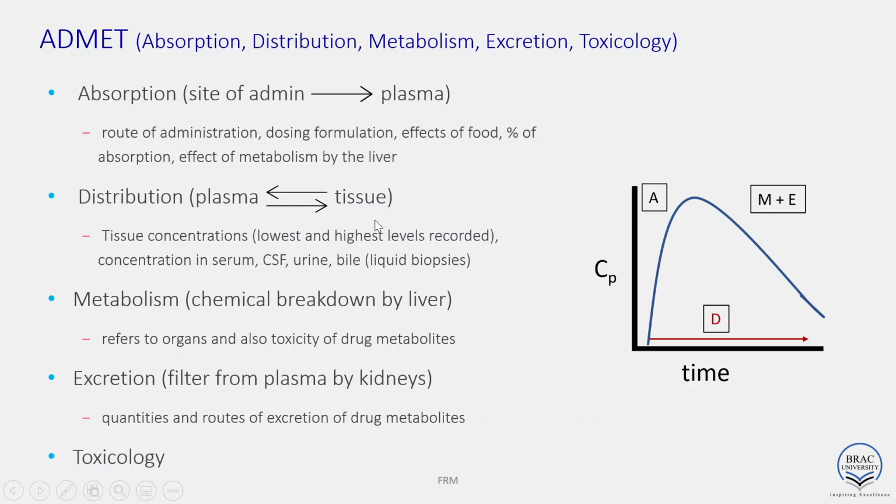That means tissue distribution and other distributions, like in the blood or the CSF or other liquid compartments of the body. Metabolism occurs concomitantly as the drug is distributed. And last, the excretion: after metabolism, the drug is excreted mainly through the kidneys. Toxicology is about whether the metabolites are toxic or not.